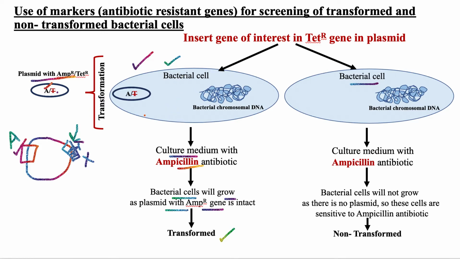So the tetracycline resistant gene is not working, and that's why these bacterial cells will be sensitive to tetracycline. However, they are quite resistant to the ampicillin antibiotic because the ampicillin resistant gene in the plasmid is intact. On the other hand, we do not have any plasmid here, so these bacterial cells are not transformed. What will happen if we use a culture medium and add ampicillin antibiotic? These bacterial cells, where we do not have any plasmid, will not grow. So these cells are sensitive to ampicillin antibiotic, and they are known as non-transformed cells. That's how we use an antibiotic resistance gene for screening of transformed and non-transformed bacterial cells.